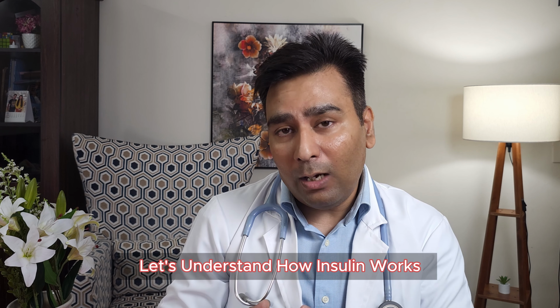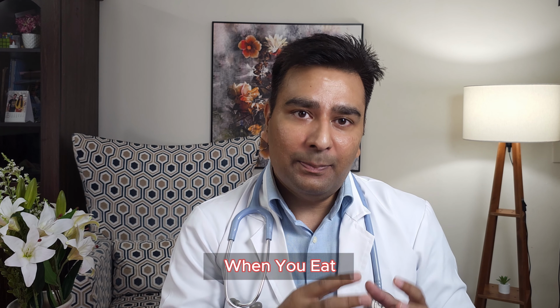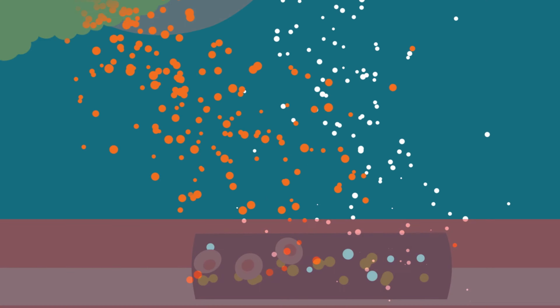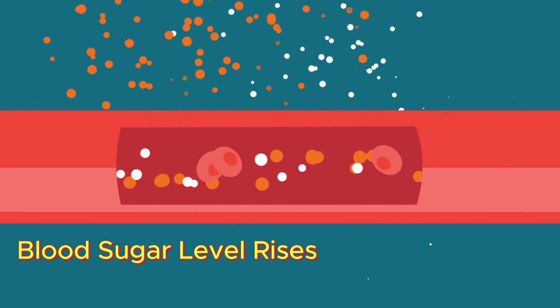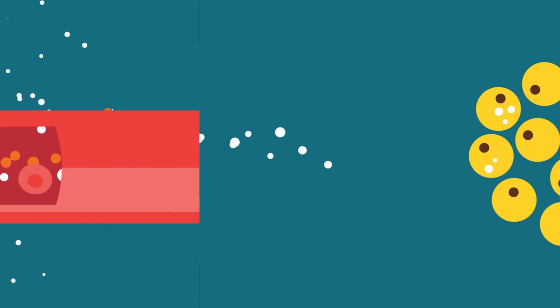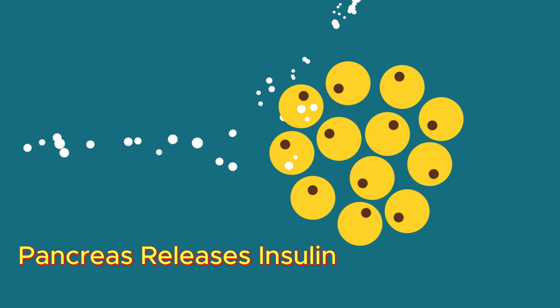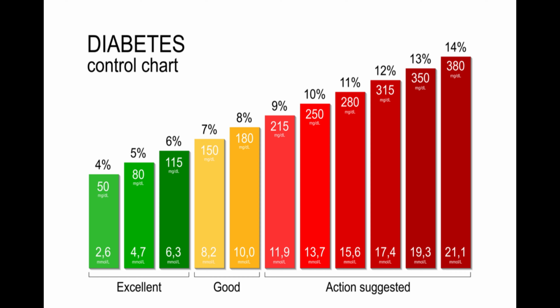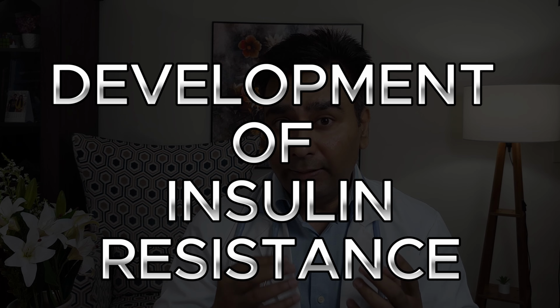Now let's understand how insulin works. When you eat, especially when you consume carbohydrates, your blood sugar level rises. In response to this, your pancreas releases insulin. This insulin travels through your bloodstream to your cells, signaling them to open up and let glucose in. This process keeps your blood sugar levels within a healthy range. So insulin acts as a facilitator, ensuring that glucose reaches where it's needed in your body, particularly your muscles, liver, and fat cells.